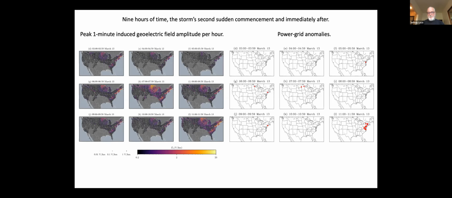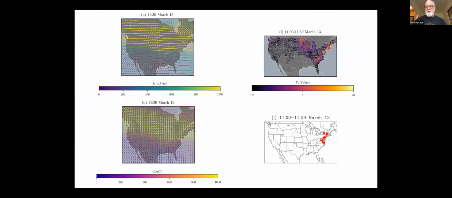On the right here, we're showing correspondingly the anomalies that were experienced across the contiguous United States during this 9-hour period of time. And I just want to concentrate on this one period of time here, hour 11 to hour 12 of March 13, and see what we can say about that in terms of the induced electric fields and the inducing magnetic field. All right, so for that particular hour, again, on the right here, showing the geoelectric field amplitude over that particular hour, and the anomalies that were experienced across CONUS during that particular hour.